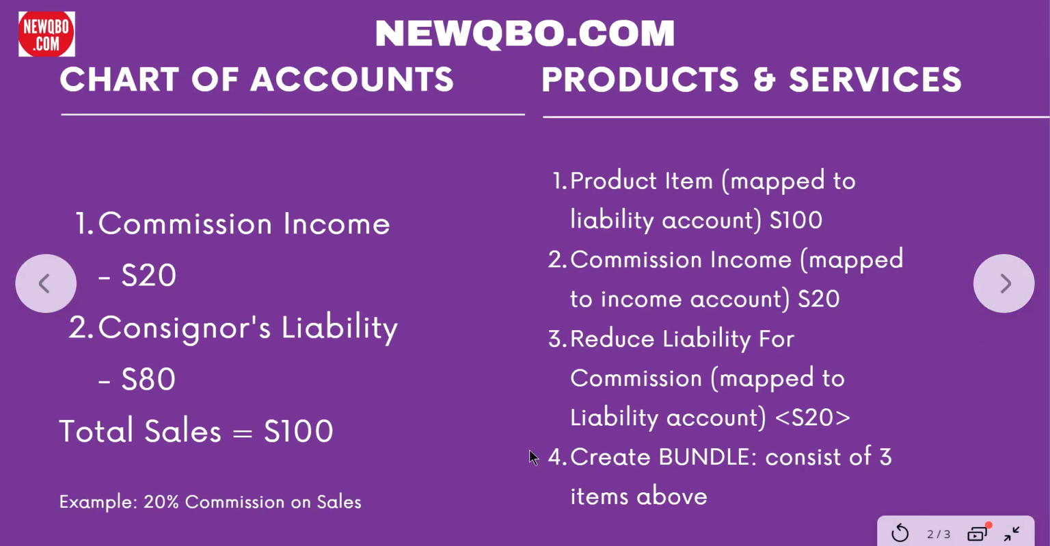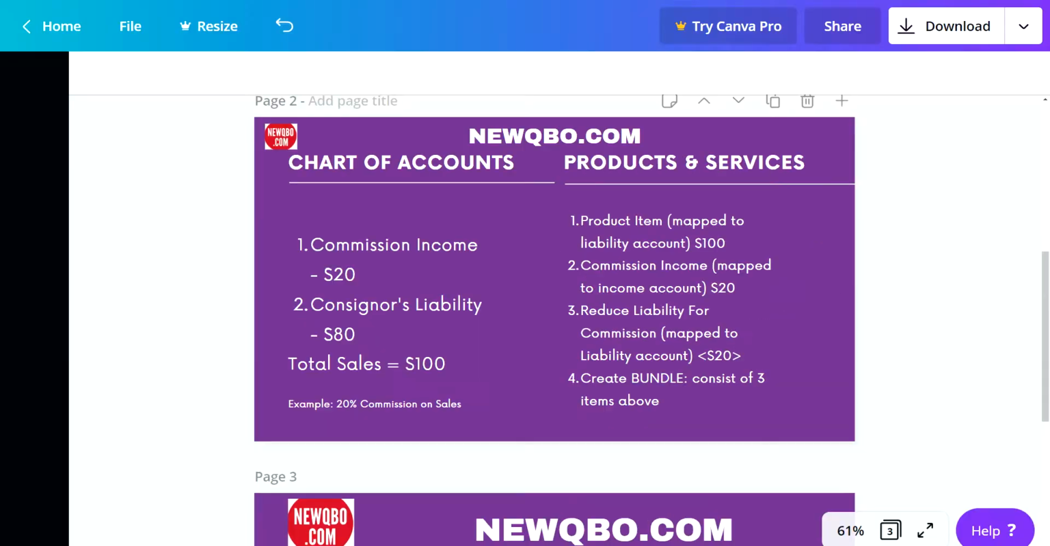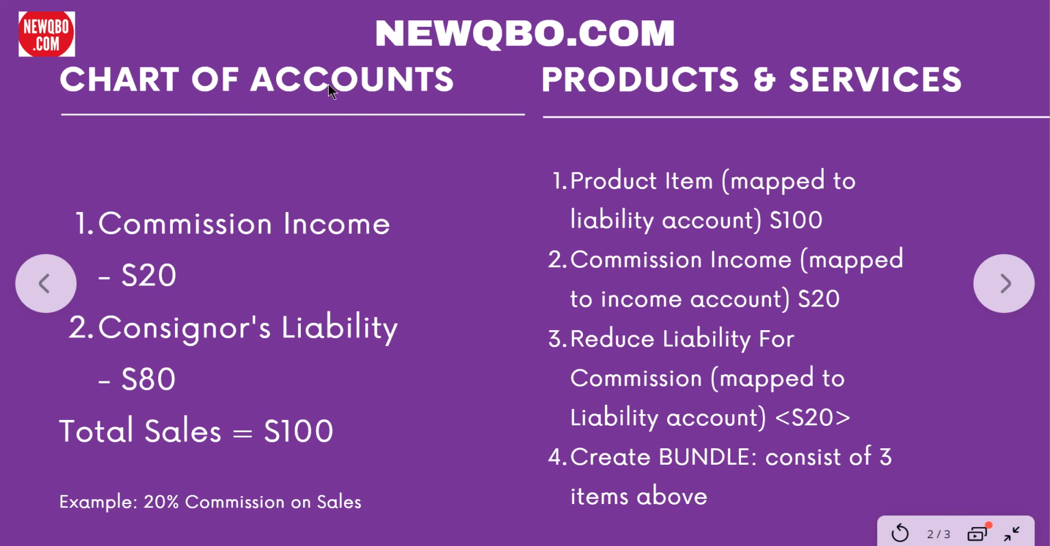Okay, so basically you have commission income, whatever you sell, and then you have a consignor's liability, depending upon how your deal is set up. Let's say in this case it's 20%: you keep 20% and you send 80% back to your consignor. So total sales is always $100, and on your books you'll have commission income of $20 and $80 as a consignor's liability. So you create those two accounts in the chart of accounts: commission income, that's your sales income, and then one is the liability one. We'll go over how it's created when I do the demo.